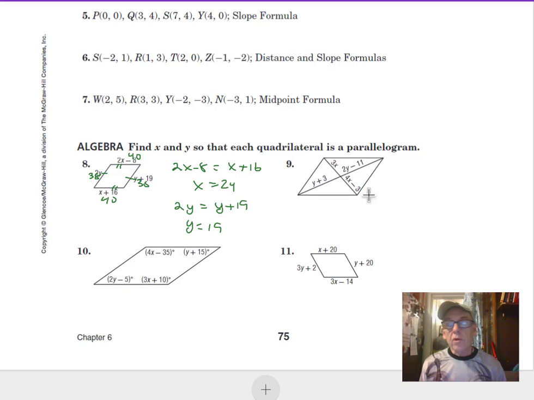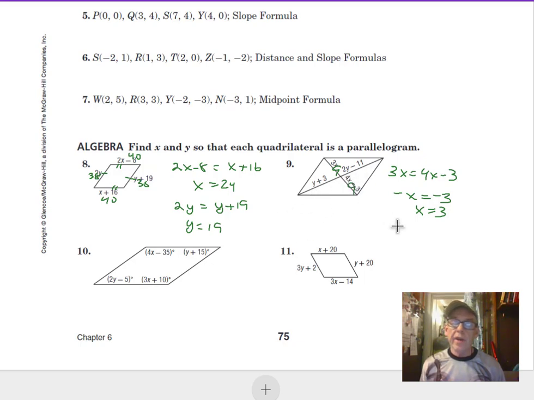Okay, let's look over here. Here the diagonals are bisecting each other. So we got 3x equals 4x minus 3. Take away 4x from both sides. Minus x equals minus 3. X equals 3, which makes this a 9. And 12 take away 3 is a 9.